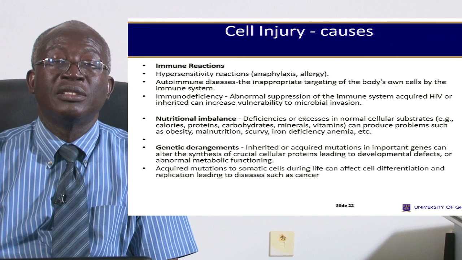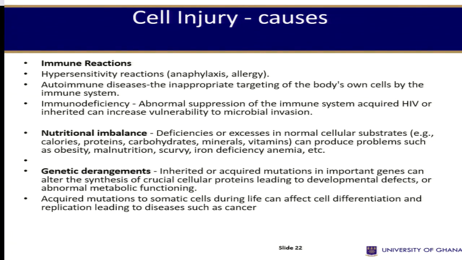Then hypersensitivity reactions themselves can be due to many agents. Nutritional imbalance: when there's deficiency either in calories, proteins, or minerals, you can have cell injury. Finally, genetic derangements. These are inherited or acquired mutations in genes that are important, and they can lead to injury and abnormal structure.